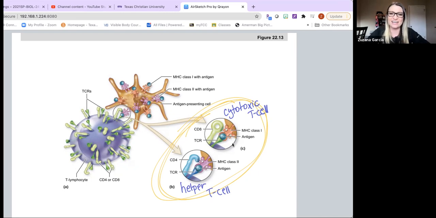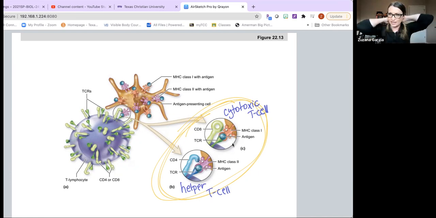And then the helper T cell, I remember that the helper T cell has CD4. The first letter in the word helper is a lowercase h. If you turn it upside down, it kind of could look like a 4. So that's how I remember which one goes with which.